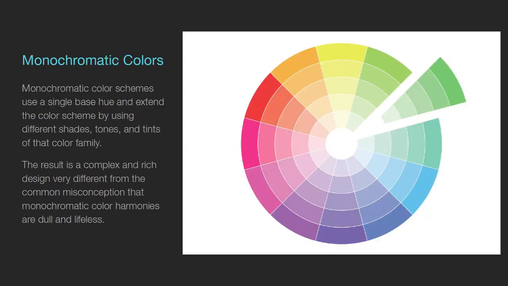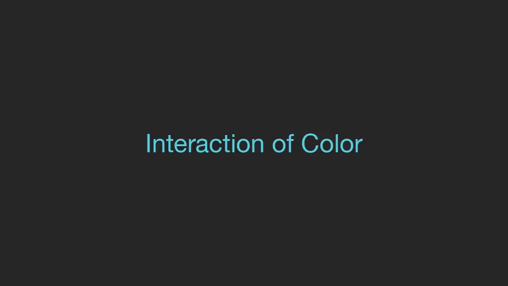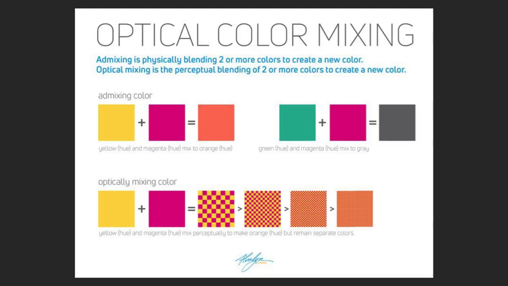Monochromatic, so this is you have one single hue and you have different tints, tones, and shades from that single hue. This is not to be confused with analogous. I think they're very different. So you have to be really conscious when you're thinking about monochromatic and analogous colors. So we're going to think about how color interacts.